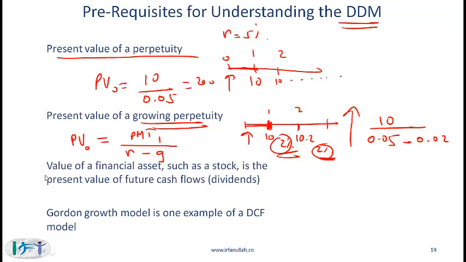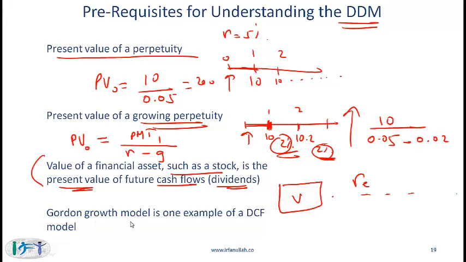Next point is that the value of a financial asset, such as a stock, is the present value of future cash flows. When we study equity later, we will talk about several methods for coming up with the value of a stock, but one theoretically appropriate method is to use the present value of future cash flows. When you hold a stock, those cash flows are the dividends. So you can come up with the value of a stock by estimating all the future dividends and then coming up with the present value of those dividends using the appropriate cost of equity.